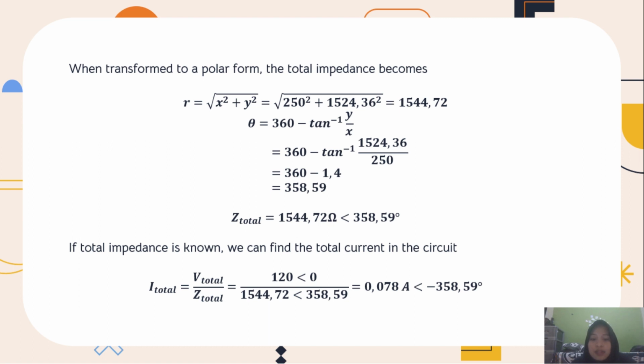And if the total impedance is known, we can find the total current in the circuit. So we have I total equal to V total over Z total, which is equal to 0.078 ampere at an angle of minus 358.59.